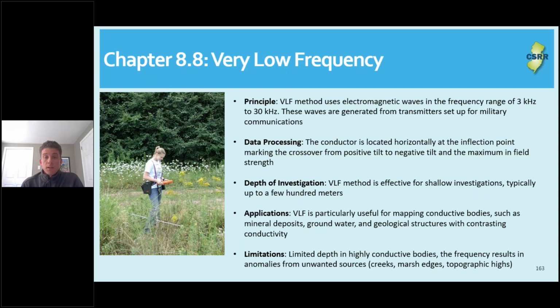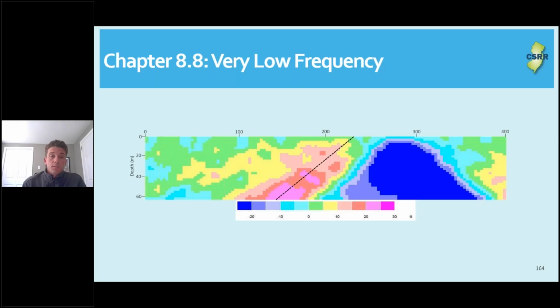So one common application of VLF is locating water-bearing fractures, which can be used for well siting, for example, for putting your screen. And I have an example of that on the next slide. Again, here's a section view, a two-dimensional depth slice of some VLF data, where you can see a conductive water-bearing fracture from the 120 to 220 meter mark, right where that black dashed line is. So again, good data to be able to set a well screen, for example.